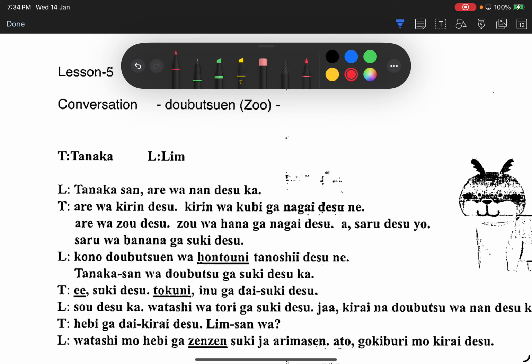This yo particle here is to exclaim, like you're just checking your understanding with the other party. So like, saru desu yo. It's like, oh, monkey there. Right? So you're trying to ask confirmation from the other party at the same time you're exclaiming, oh, monkey. I mean, for sure you know it's a monkey lah, but you want to attract the attention of the other party. You want him to like, yeah, it's a monkey. So you want him to confirm with you it's a monkey.